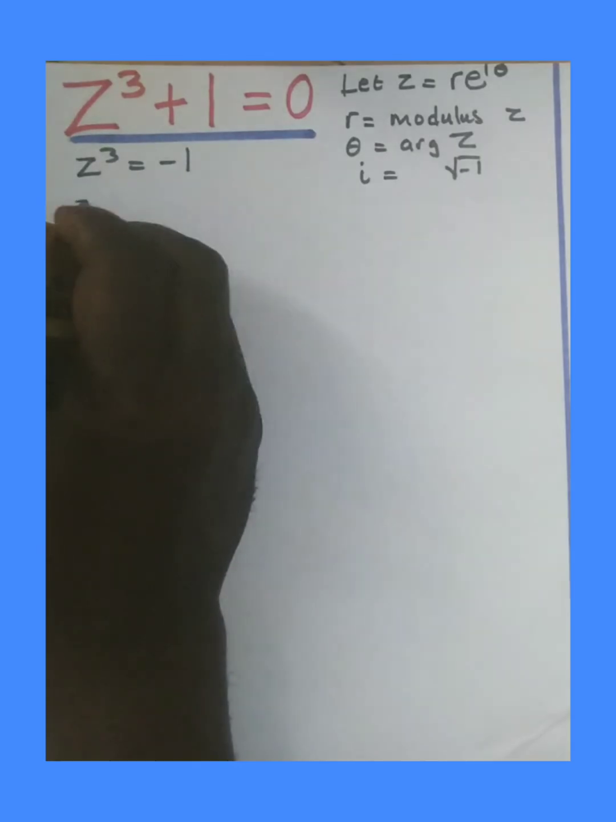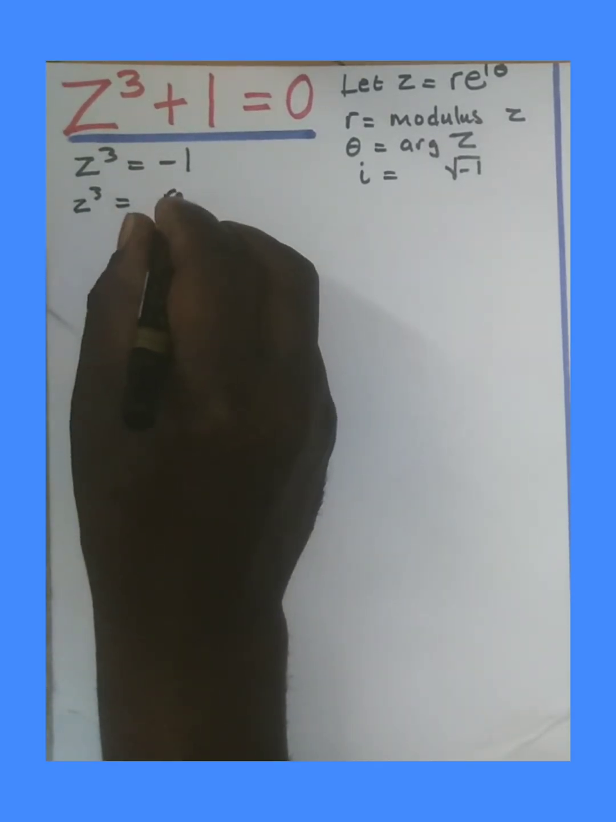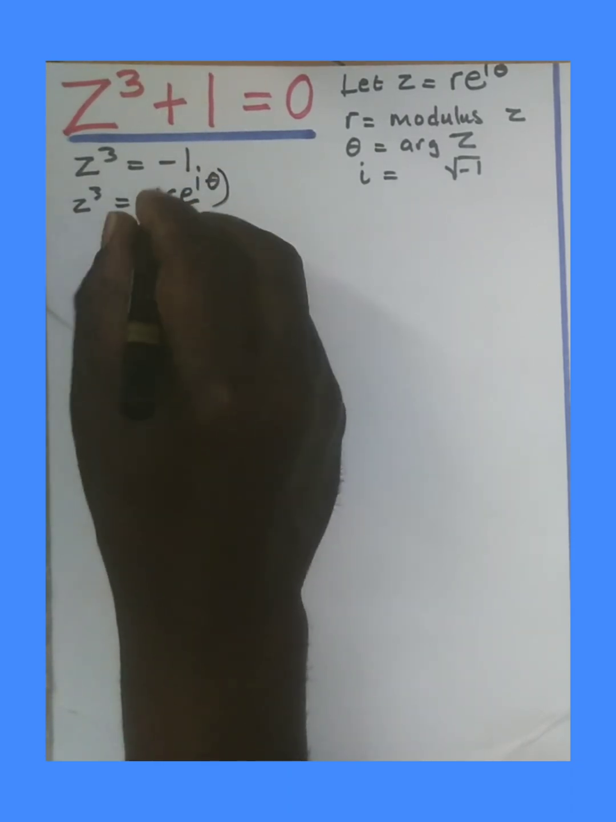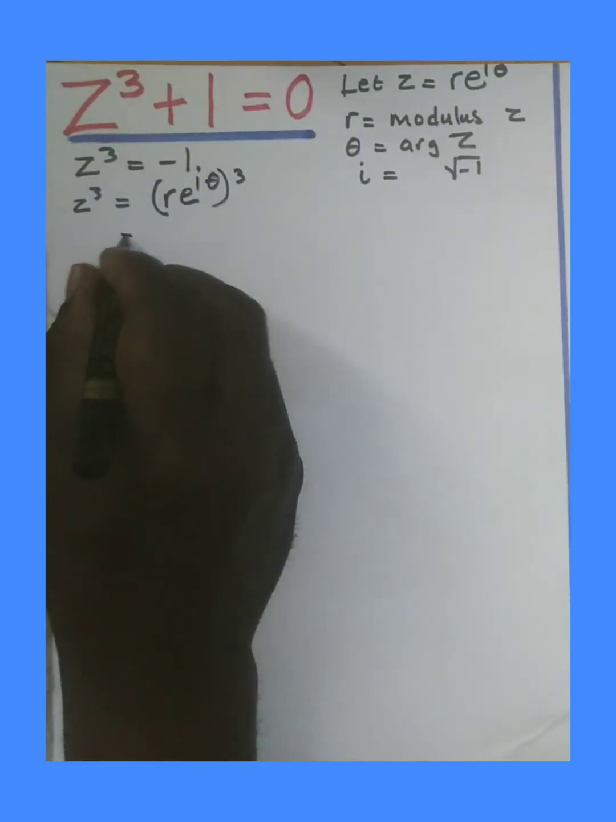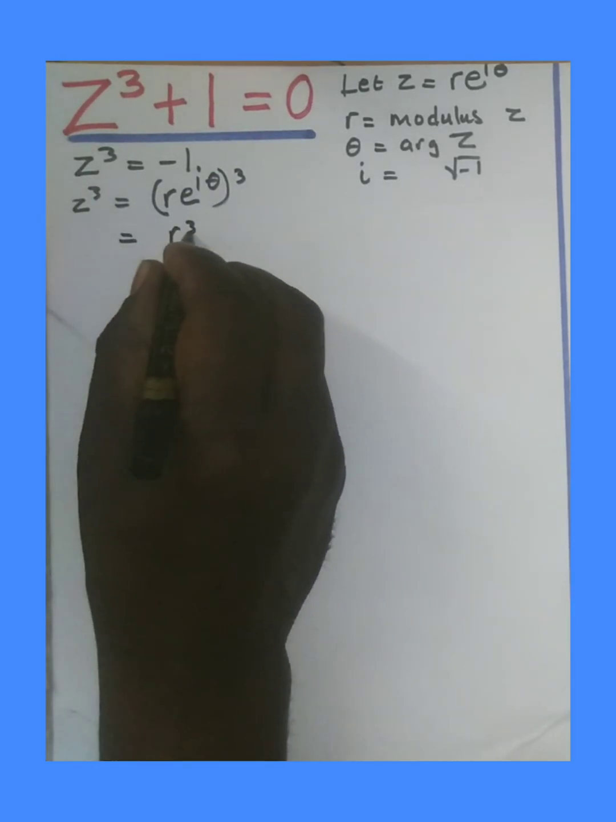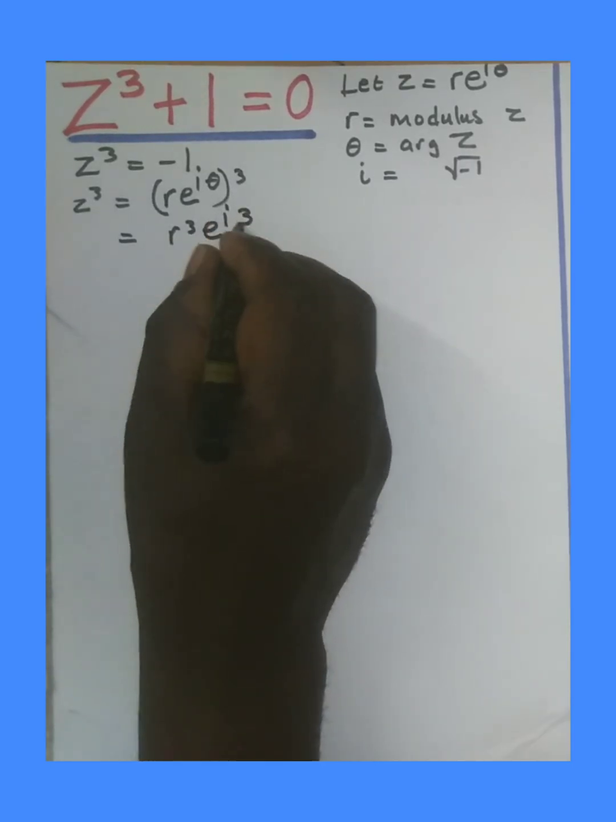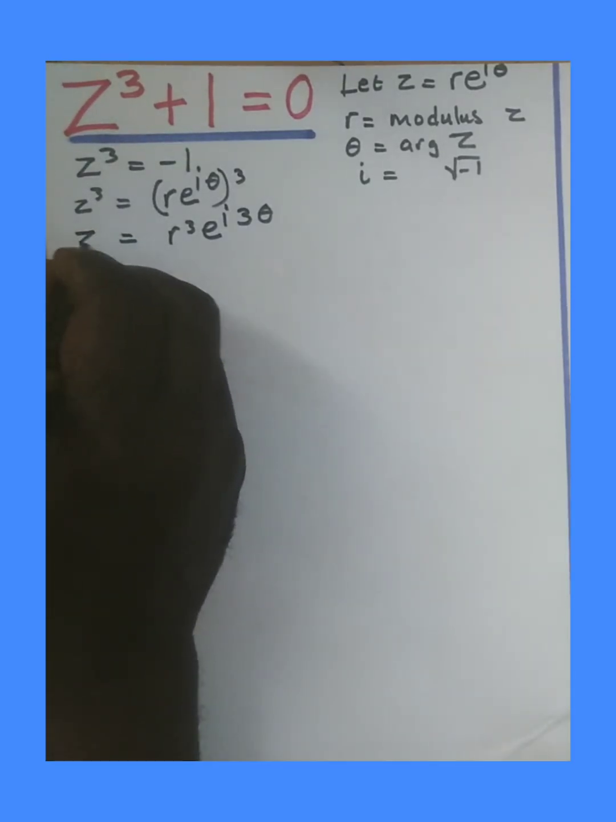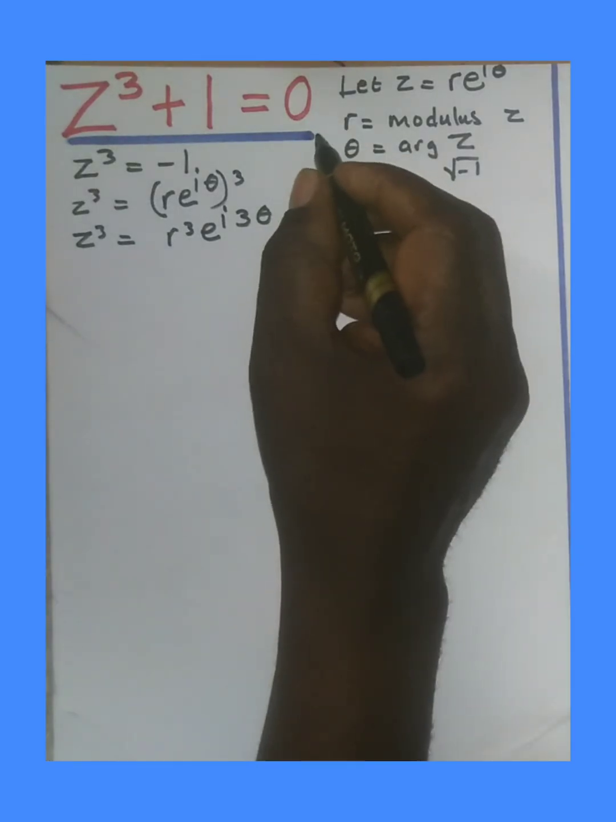Now, z cubed is equal to r e to the power i theta all raised to the power 3. And this, of course, is equal to r cubed e to the power i 3 theta. So let's write here z cubed. Right. What about the number minus 1?